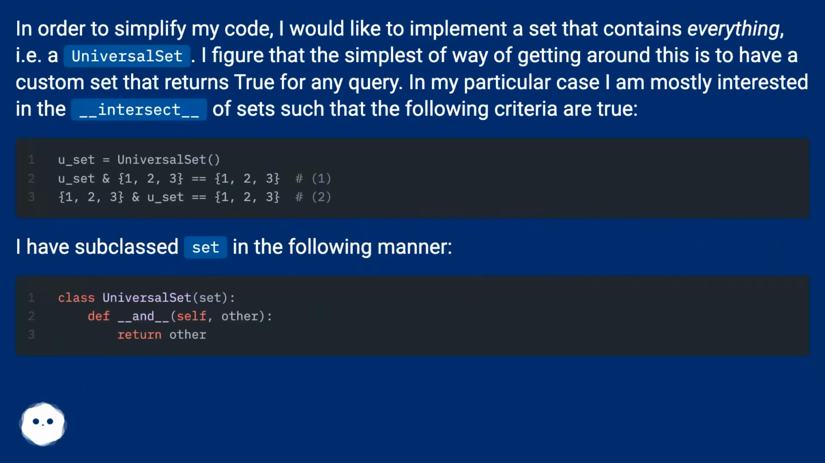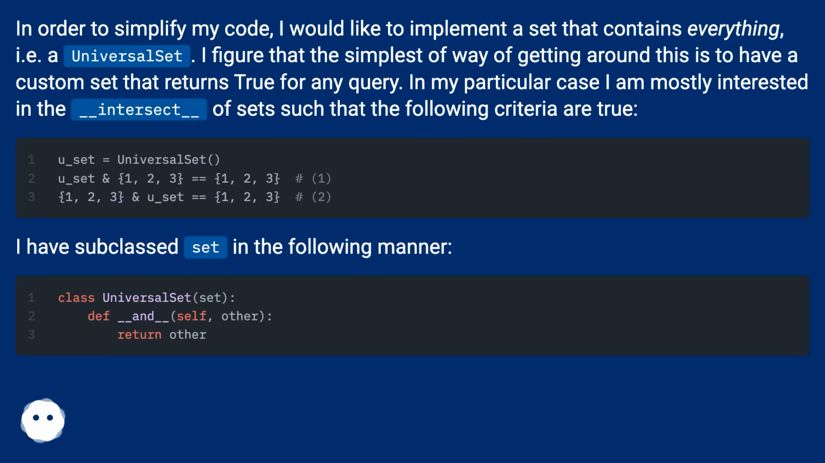Implementing the all or universal set. In order to simplify my code, I would like to implement a set that contains everything, i.e. a universal set. I figure that the simplest way of getting around this is to have a custom set that returns true for any query.